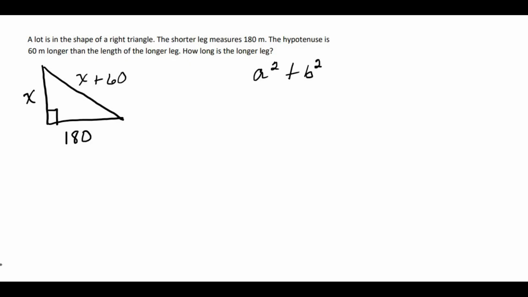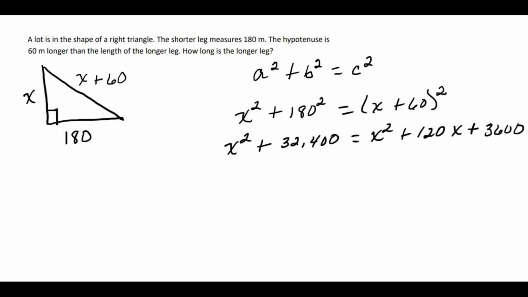It doesn't really matter which side we call A and which side we call B, but it does matter which side is C. C is the hypotenuse, which is the side opposite the right angle. It's always the longest side. So A and B are the two sides that form the right angle. Once I substitute into the Pythagorean theorem, then I can multiply everything out.